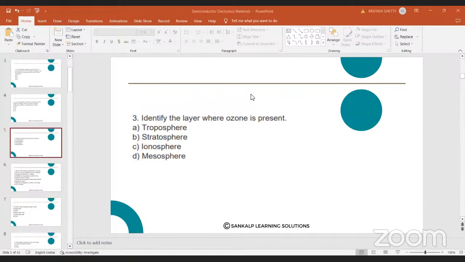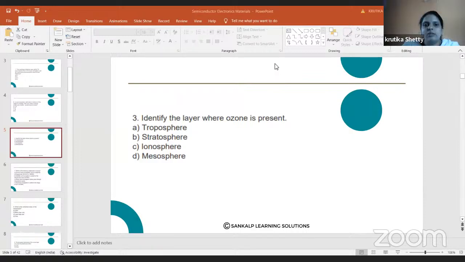Yes, correct, very good. That is Damini, Rakshita, Monica. Option B, that is stratosphere, students. So in the stratosphere we have the ozone layer. Okay, so option B is correct option here.